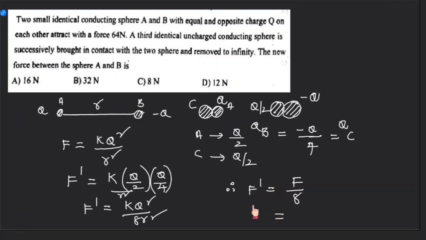Clear? So F dash equals F by 8, and F is 64, so 64 by 8, which is 8 Newton. So that is the answer for this question. Please keep all these logics in mind, right?